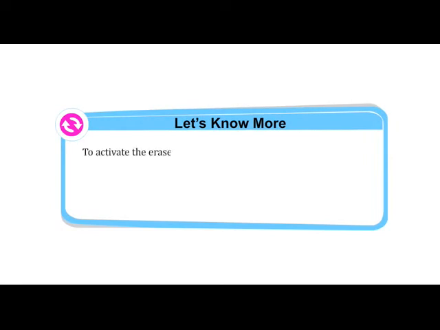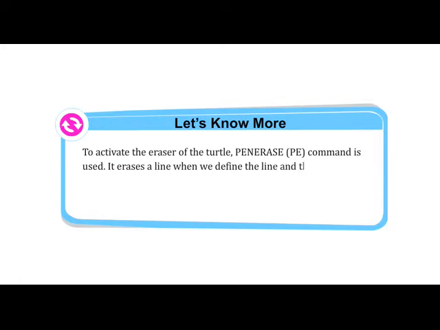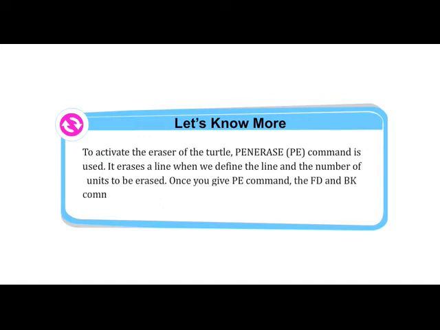To activate the eraser of the turtle, the Pen Erase PE command is used. It erases a line when we define the line and the number of units to be erased. Once you give the PE command, the FD and BK commands are given to erase the line in that direction. Let's try FD 40, PE, BK 40.